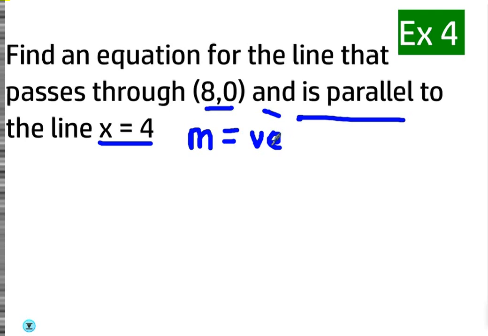Okay, so this one's not going to take long at all because all we have to do is look at the x value. Remember, a vertical line has an equation x equals whatever. So when it is parallel to a line x equals whatever, you literally just choose the x value of the point. And that's the final answer. X equals 8. The easiness.